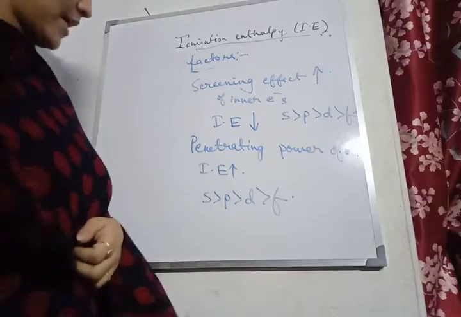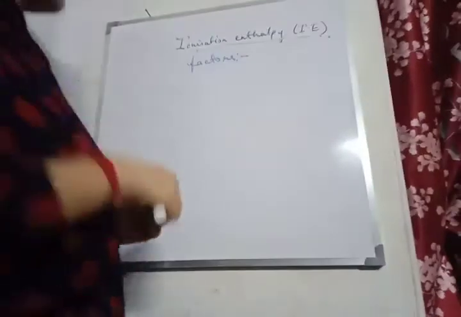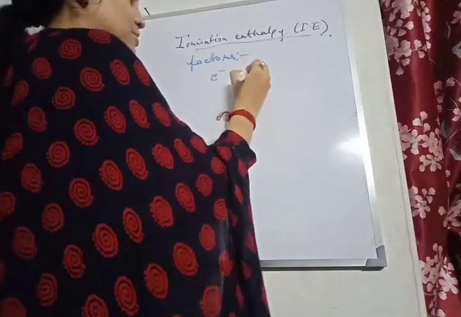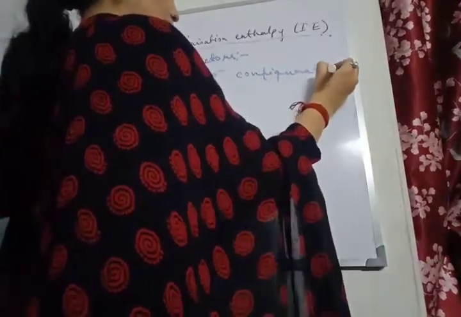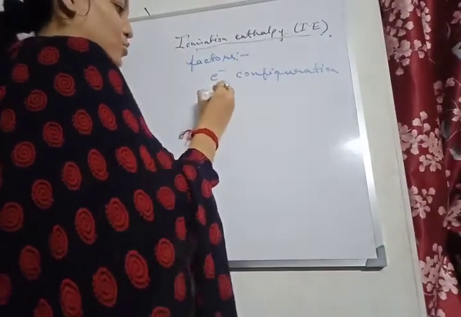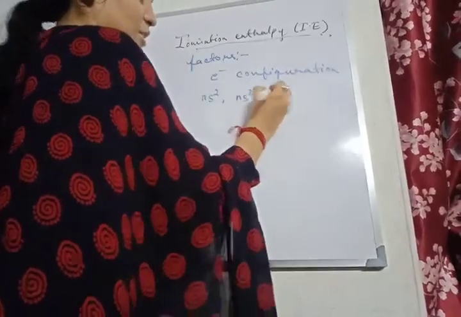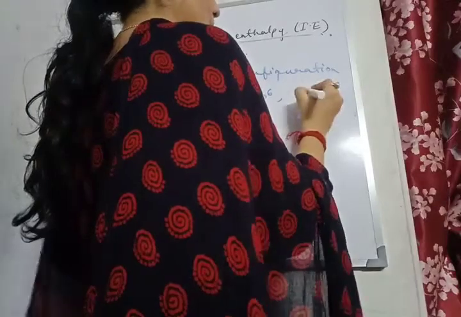Next, the last factor: electronic configuration. Electronic configuration means there are certain configurations, like half-filled and full-filled configurations, where stability is much more. For example, ns2 np6, which is basically for the noble gases. Then if I take ns2 np3, this one.